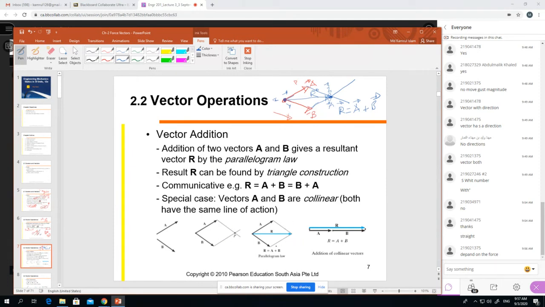Now these two forces could be on the same line. This A and B could be on the same line. If it is on the same line, then we say it is a collinear force, a collinear vector. If vector A and vector B are in the same line, then it is a collinear vector.